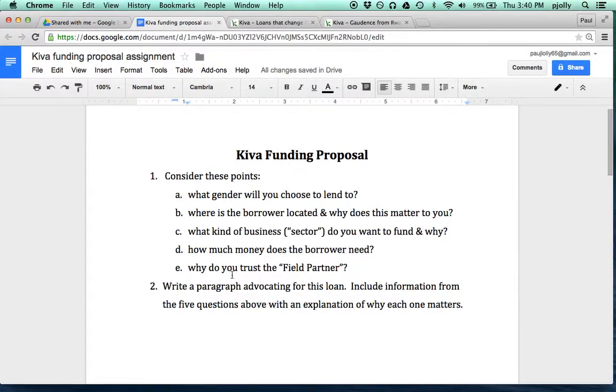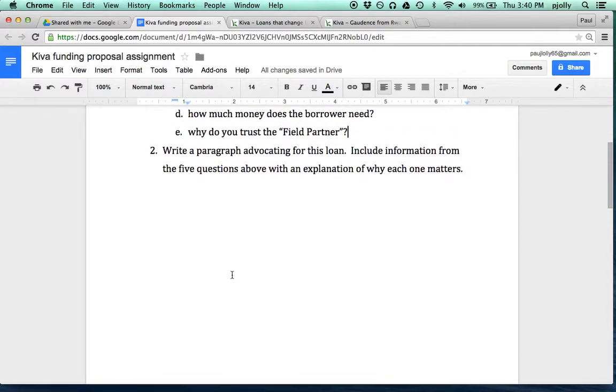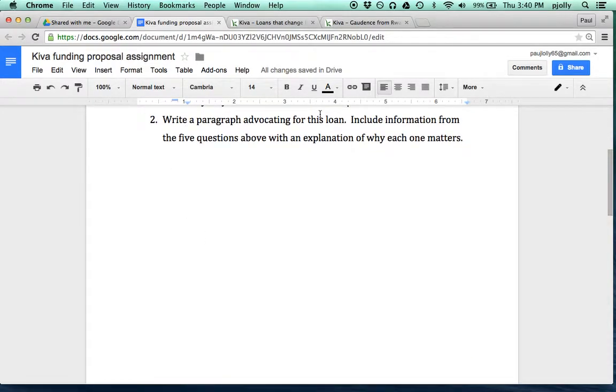Once you've considered all those points and you've settled on somebody you want to loan money to, as it says here, you're going to write a paragraph advocating for this loan. You're going to include information from the 5 questions above with an explanation of why each one matters.